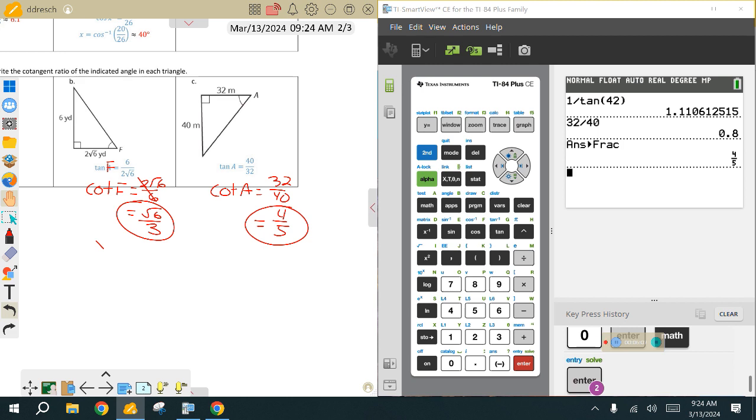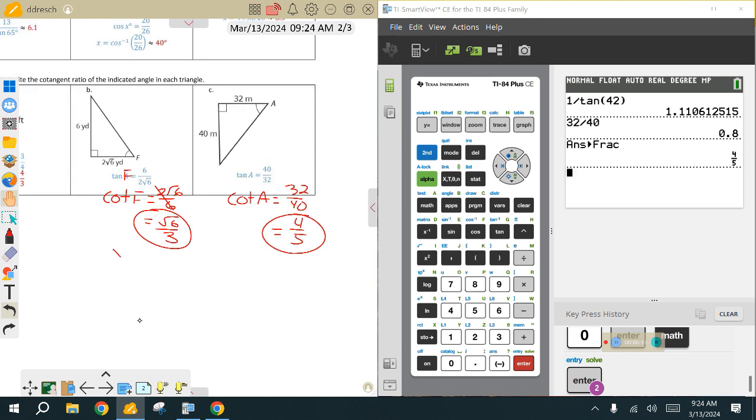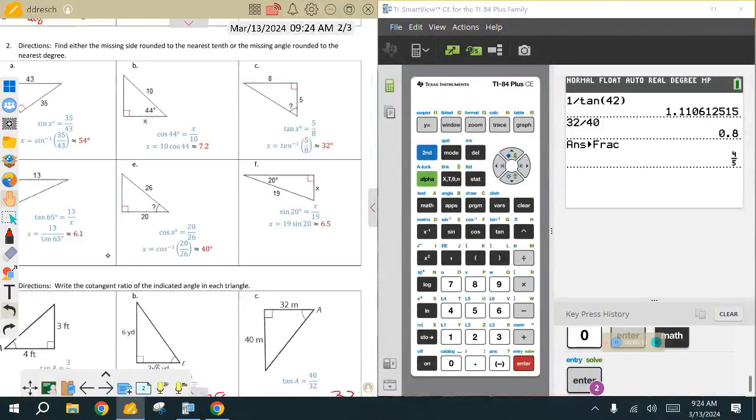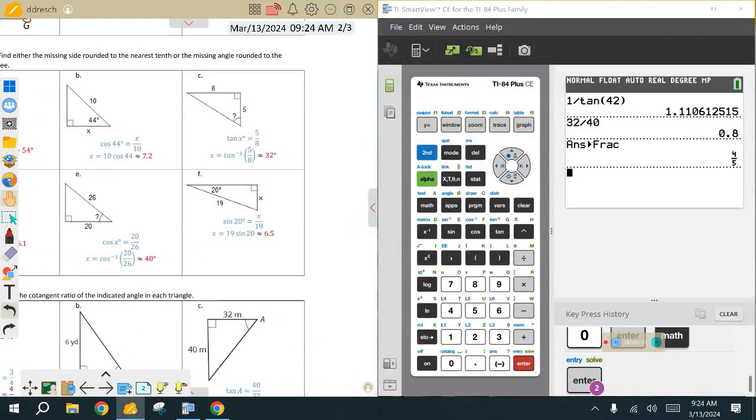All right. Anything else? 2C? Where's 2C at? Yep, right there. All right. Tangent. And I did not write the opposite over adjacent, did I there? So, dumb mistake on my part. On 2C, as I do that X right there, I wrote adjacent over opposite. It's just a dumb mistake.